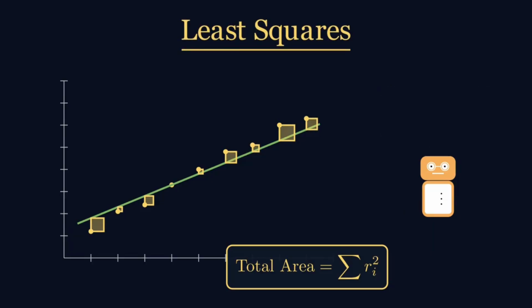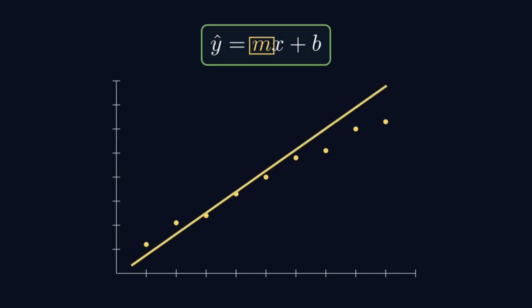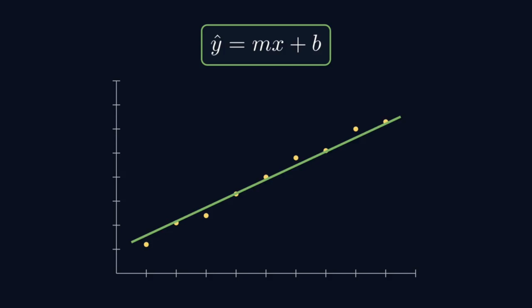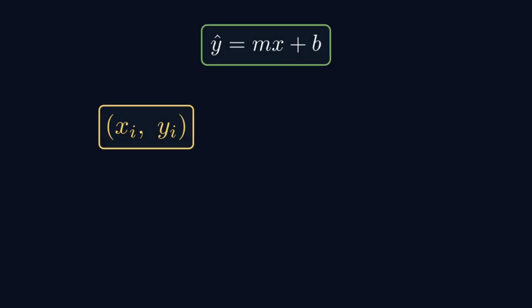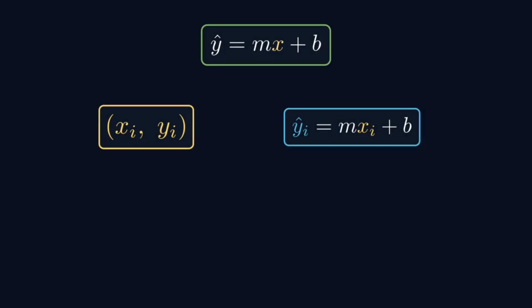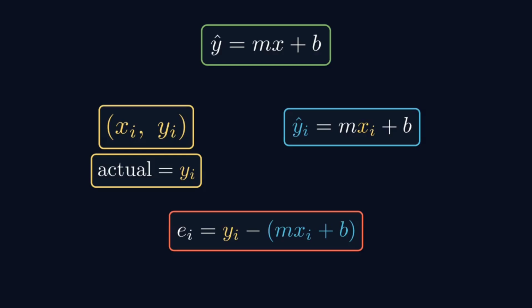So now we have the idea. The best line is the line that makes the total square error as small as possible. But if we want a computer to find that line, we need to turn this idea into an equation. A straight line can be written as predicted y is equal to mx plus b. Here, m controls the slope and b controls where the line crosses the x-axis. So for one data point, the line predicts m of xi plus b, but the actual value is yi. So the error for that point is actual minus predicted, yi minus (m xi plus b).